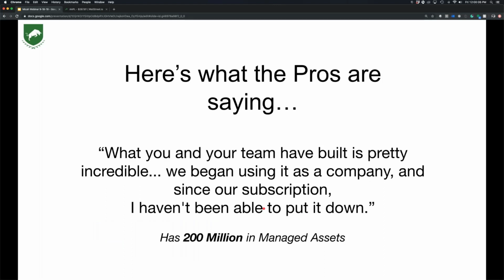And here's what the pros are saying about what we've done. What you and your team has built is pretty incredible. We began using it as a company, and since our membership, we haven't been able to put it down. They're trading $200 million in managed assets and now using Wall Street to validate their ideas.